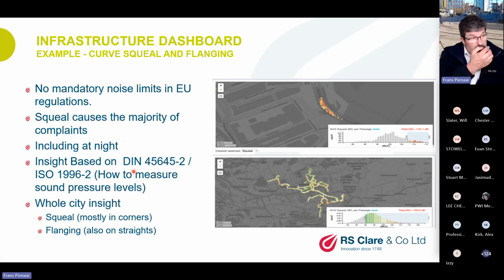And just interesting also is that currently there are no mandatory noise limits in the EU. There's no regulation regarding that, and the same in the UK as well. It usually falls under the nuisance law in the UK, and that includes night times. So you can think yourself, if you have freight trains running at night, people will most probably complain if there's a lot of squealing going on or flanging. So yes, people would want to reduce that.